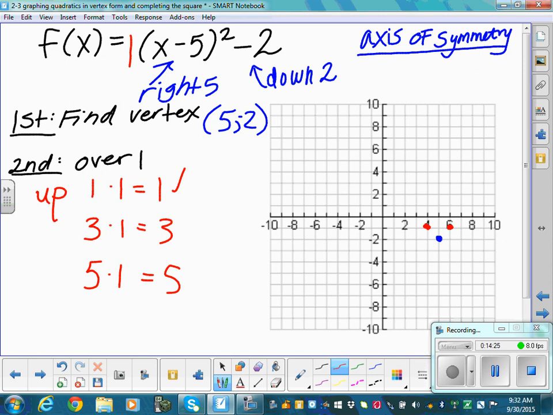Now we're going over 1, up 3. So from here, I'm going to go over 1, up 1, 2, 3. Over 1, up 1, 2, 3. Just took care of that one. We always go over 1. We're going up. And now what are we going to go up? 5. So now from here, I'm going over 1, up 1, 2, 3, 4, 5. Over 1, up 1, 2, 3, 4, and 5. And I draw it in.